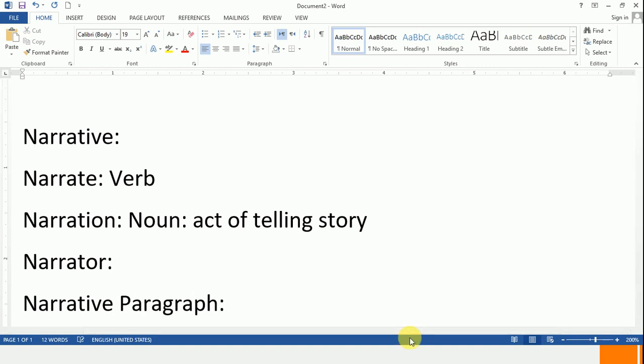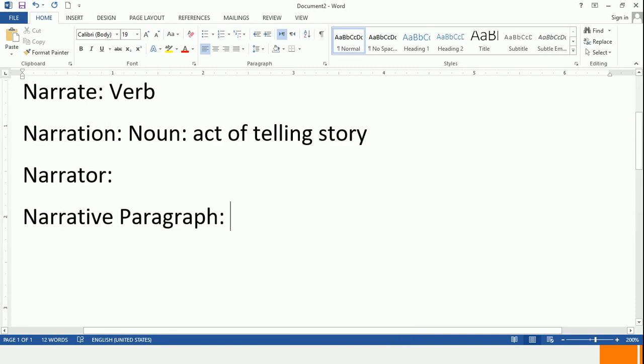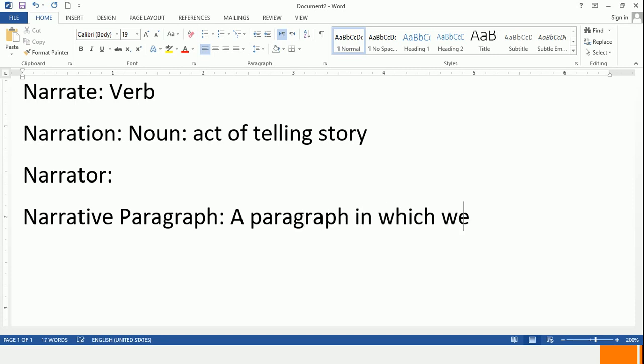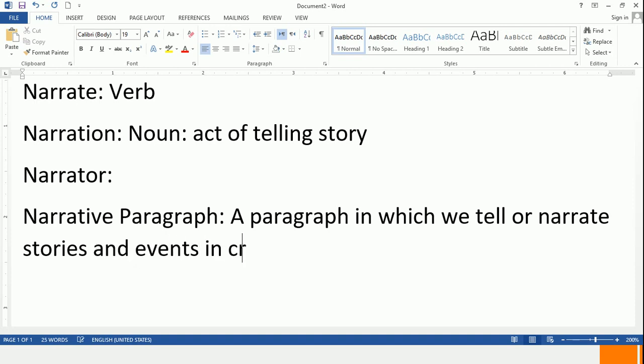Now what is a narrative paragraph? You see here, a paragraph in which we tell or narrate stories or events in chronological order. Chronological order means time-wise.